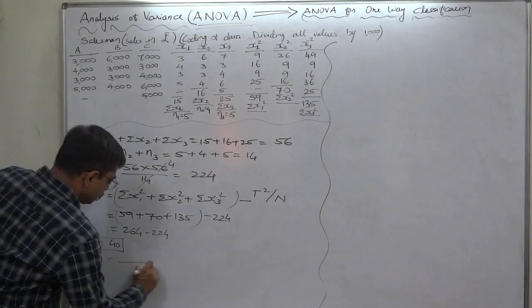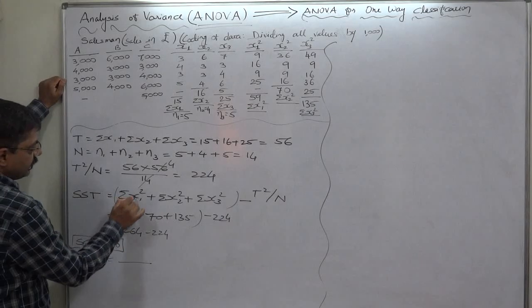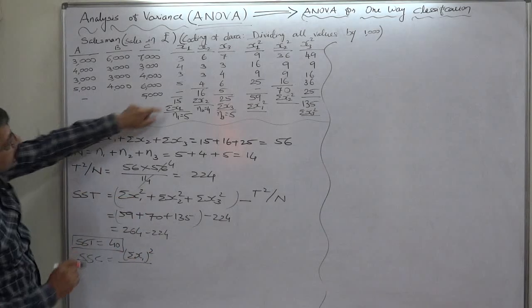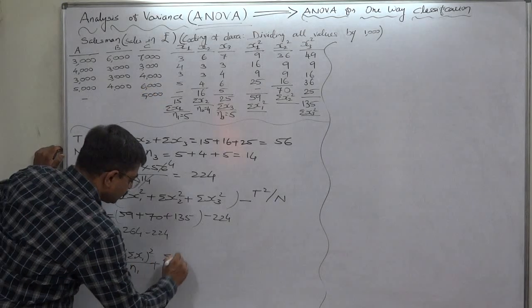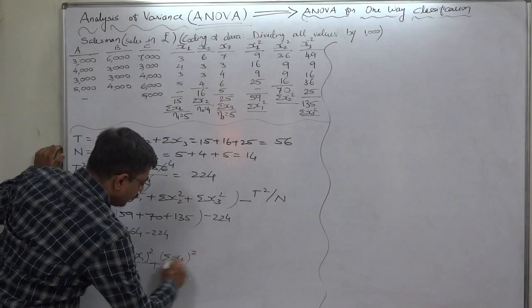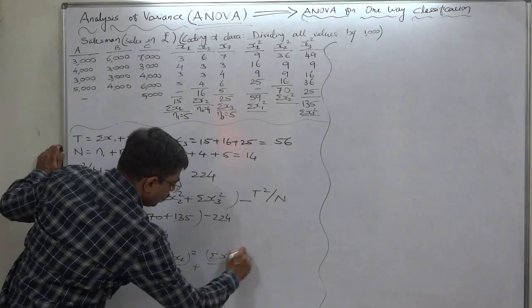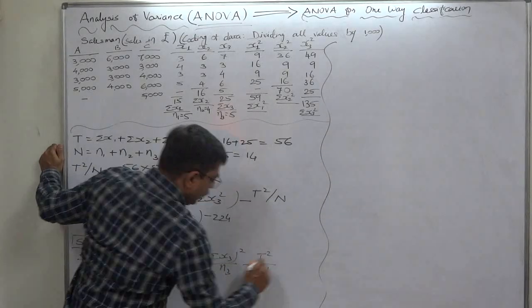SSC: please be careful. Try to understand the difference between this sign and this sign. Sigma x1 the whole square, that means square of this value, divided by n1, plus sigma x2 the whole square divided by n2, plus sigma x3 the whole square divided by n3, minus correction factor T square upon N.